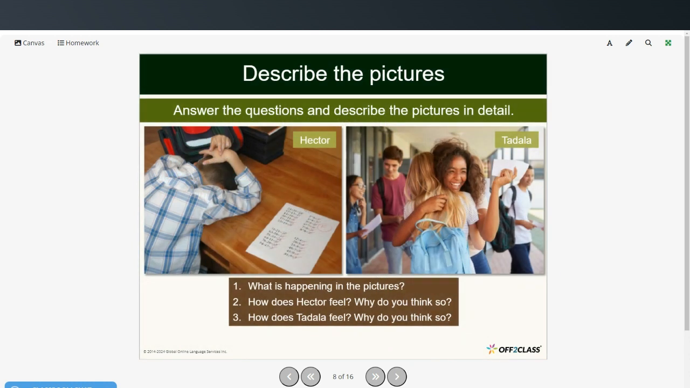Now answer these questions and describe the pictures in detail. So what is happening in each of these pictures? How does Hector feel, and why do you think so? And how does Tadala feel, and why do you think so?